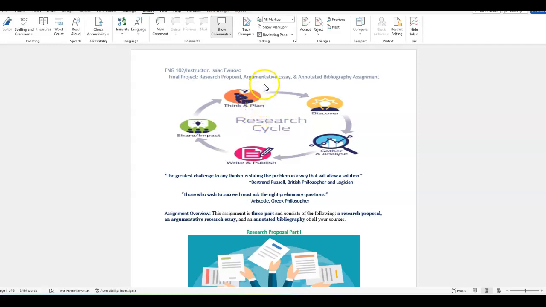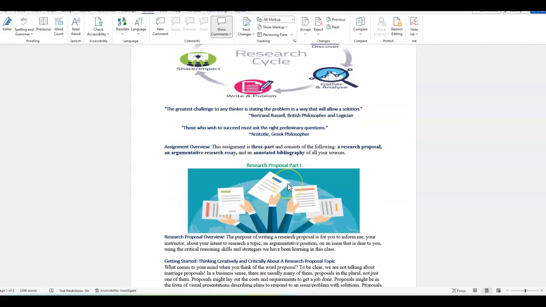Now, since it's a three-part assignment, it means I want you to approach them according to the specifications outlined on this document. So I'm going to be covering the first part of the assignment, which is the research proposal. For the research proposal, think about a proposal or a work proposal. You can have several of them, but I'm hoping that you take your time to think through in your proposal to tell me what you want to do for your final project.